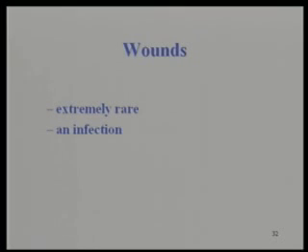And similarly, wounds. When we talk about Clostridium perfringens, we think about wounds. When we think about Clostridium tetani, we think about wounds. Wound infections with Clostridium botulinum are extremely rare. But again, it would be an infection.